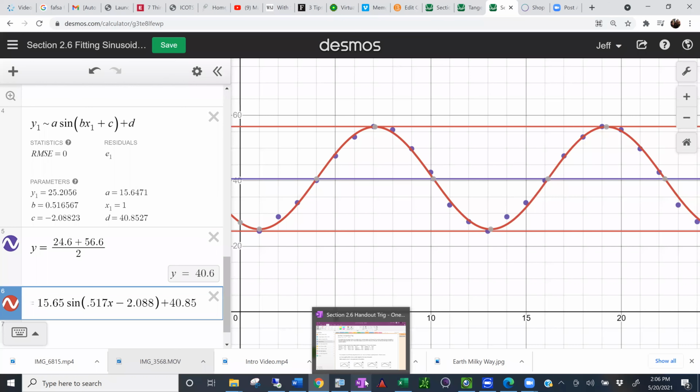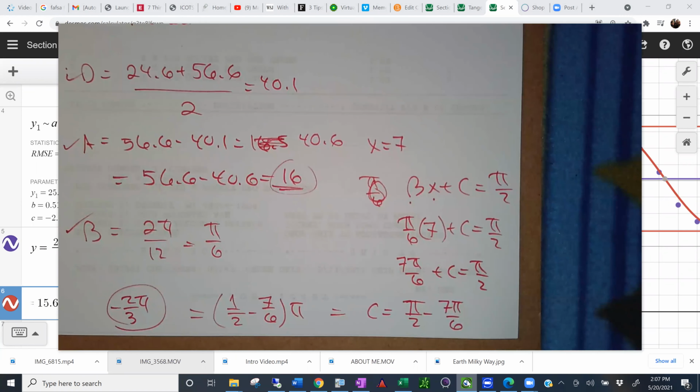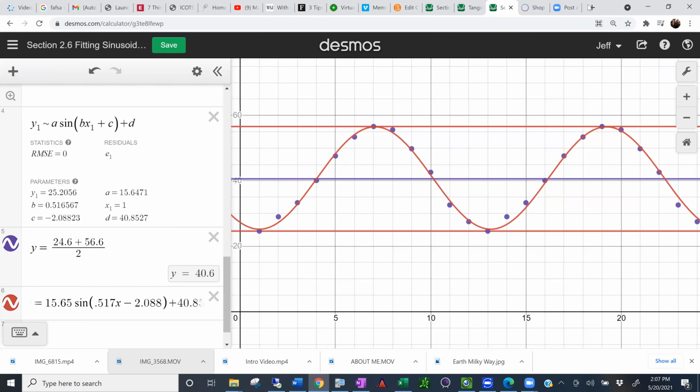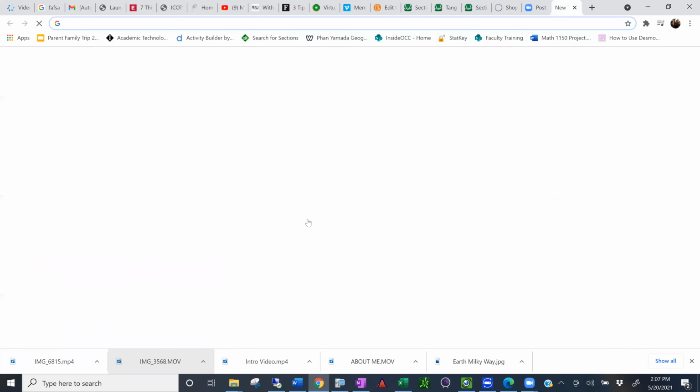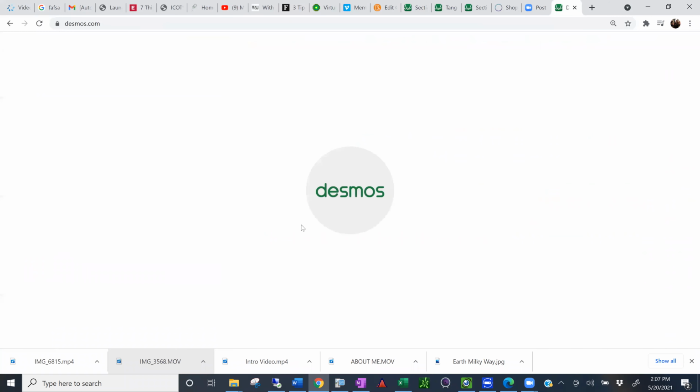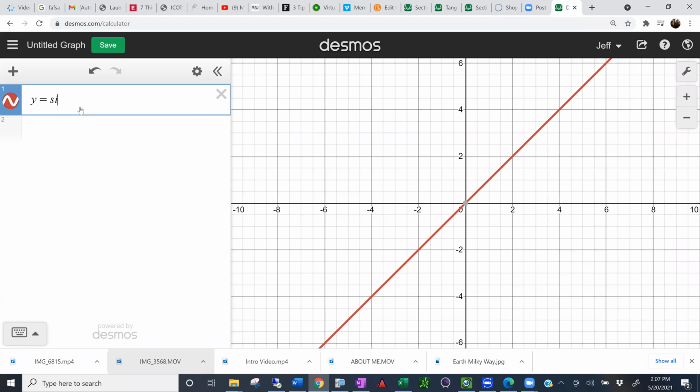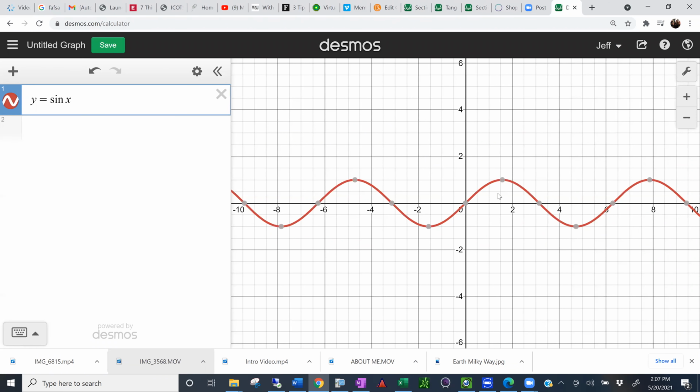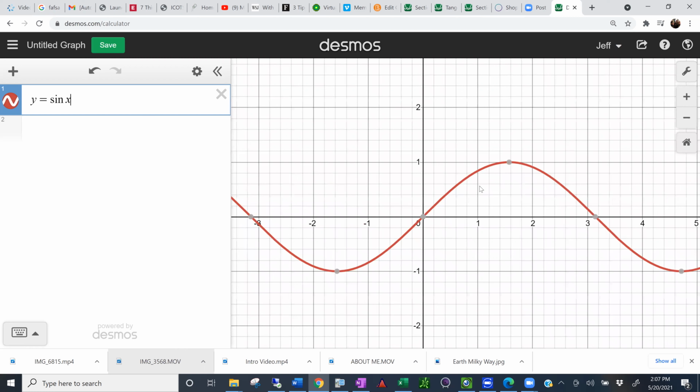I have a question. So when you were solving for C, why did you set Bx plus C equal to pi over 2? Great question. Let me give you an answer. For that, let me just remind you of the graph of the sine function. y equals sine of x. Where does this maximum point occur? You remember? Where's the sine going to be its biggest?